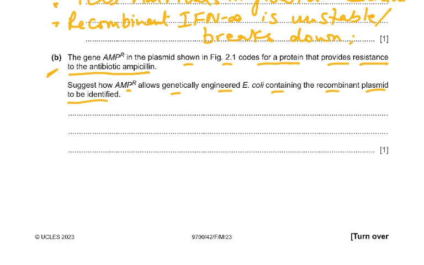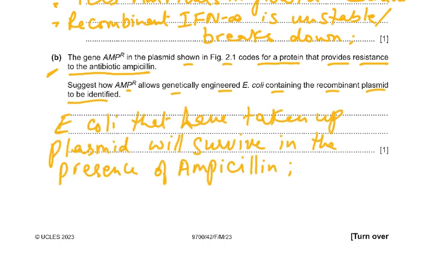So if we grow them on ampicillin, then these E. coli which have taken up the plasmid will grow, they will survive. They will not be destroyed by ampicillin. Ampicillin is an antibiotic, it kills bacteria. Resistance to the antibiotic ampicillin means that they're not killed. So the E. coli that have taken up the plasmid will survive in the presence of ampicillin, while the ones which have not taken up the plasmid will die. So in order to find out the ones which have the desired plasmid, we have put in this gene for antibiotic resistance in it.